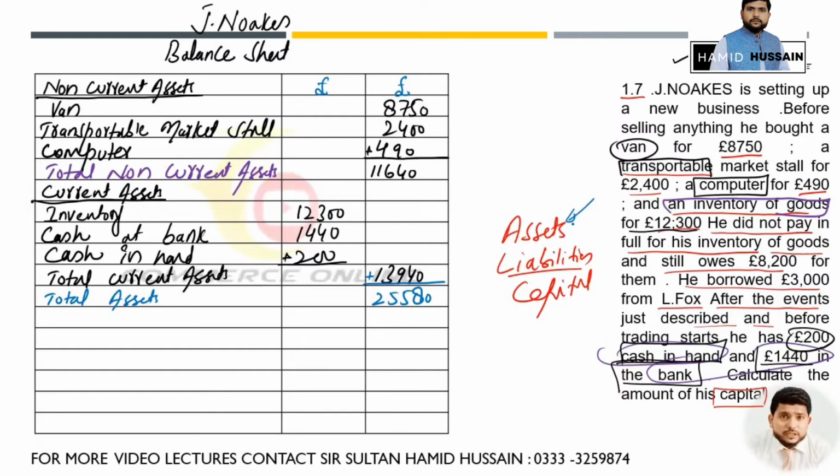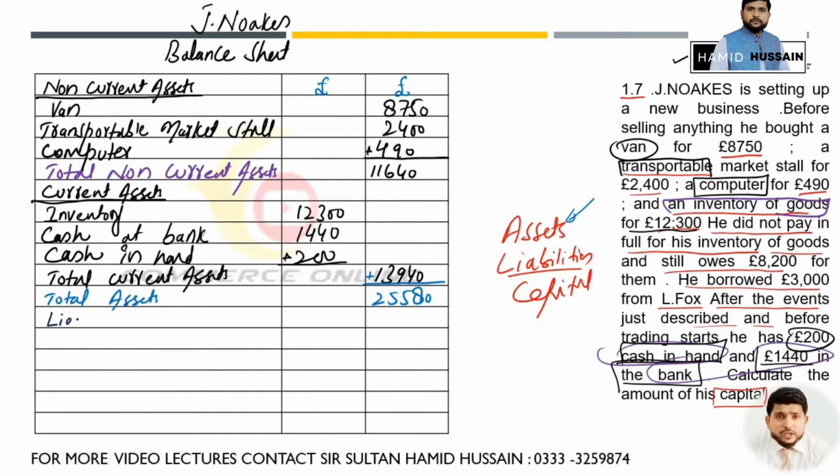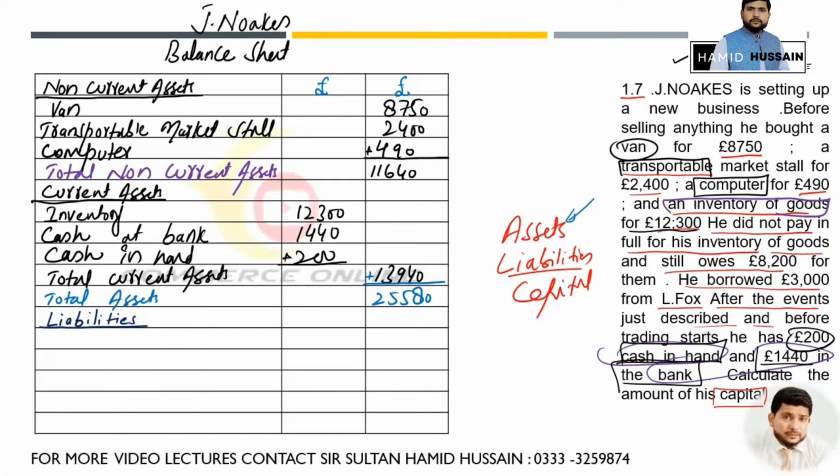So after that, what I wanted was liabilities. So here in my liabilities, I will write the first thing which shows my liability: he did not pay in full for his inventory of goods and still owes 8,200. 8,200 shows my liability, that is accounts payable, 8,200.